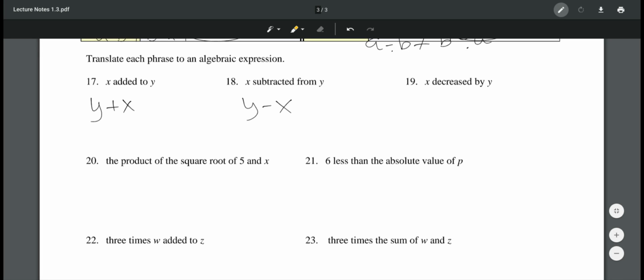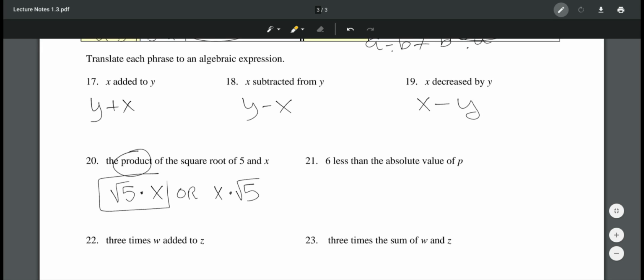Now, in number 19, we have the word decrease, which means subtraction. So x is decreased by y. So x would have to come first. So be very careful with the way that you write your problems. Now, number 20, the product. The product means to multiply the square root of 5 and x. So you can say the square root of 5 times x, or if you wanted to, you could say x times the square root of 5. It does not matter. That's the correct order, the way it is worded.